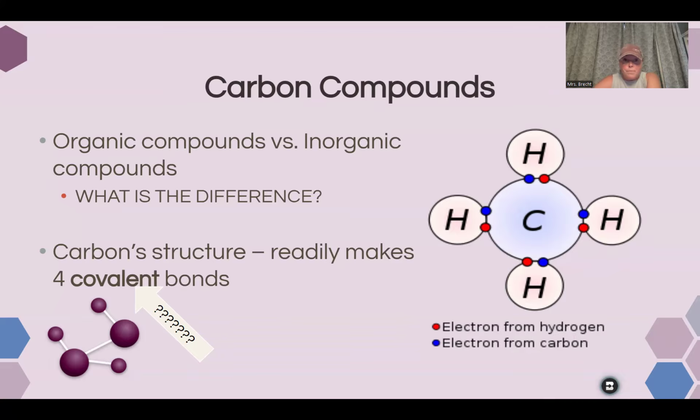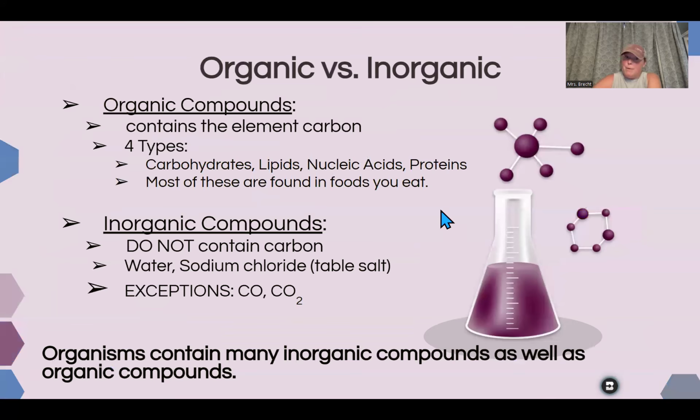It's very important. The term organic means that it contains the element of carbon, and it also has what we call a carbon-hydrogen bond. So the four major macromolecules that we're going to talk about are carbohydrates, lipids, nucleic acids, and proteins. And most of these are found in the foods that you eat, as you saw with the phenomenon that we talked about earlier.